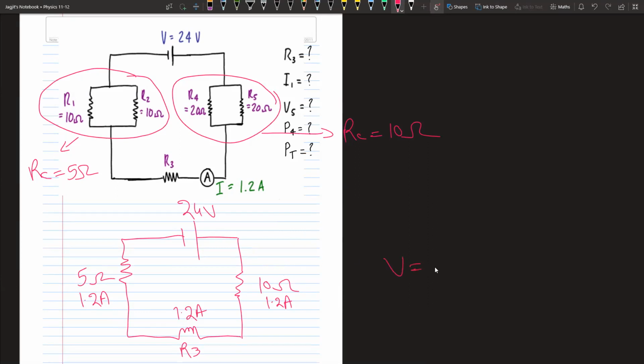Okay, voltage is IR. So 10 times 1.2 gives me 12 volts. So 12 volt drops here. And using IR over here, we do 5 times 1.2, which is 6 volts dropped here. Total was 24. 12 dropped here, 6 dropped here. So we do 24 minus 12 minus 6 is 6. The leftover voltage is 6. That must be the voltage drop across this one.